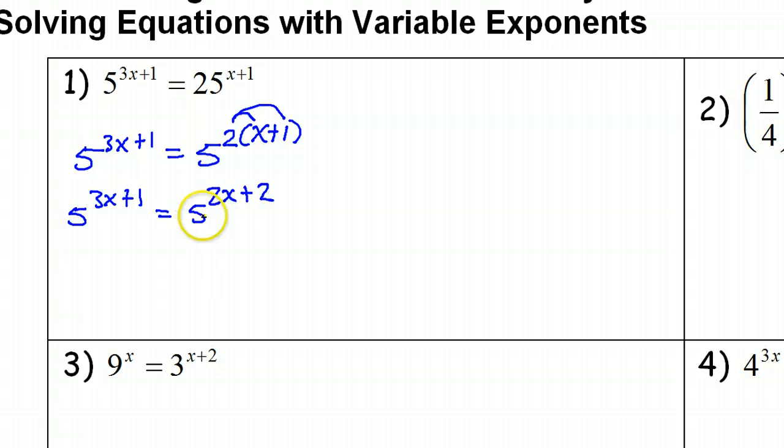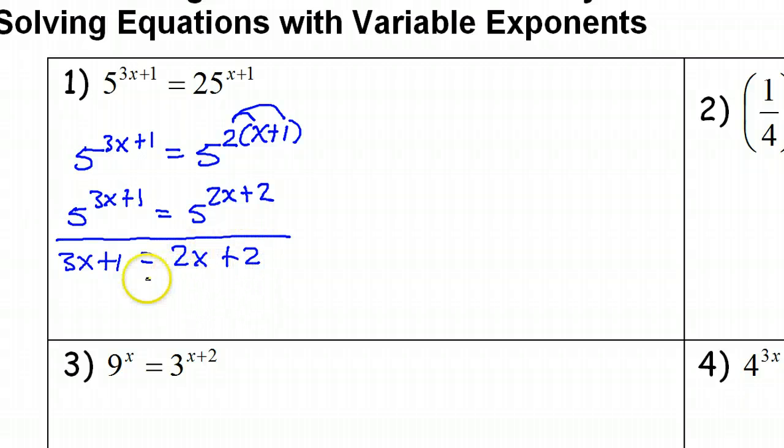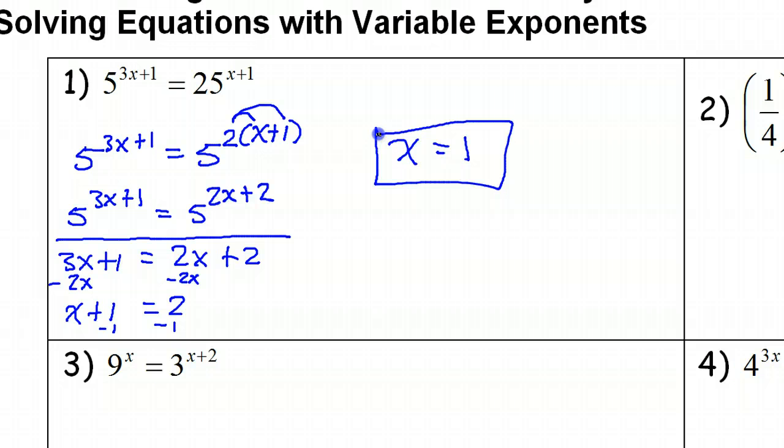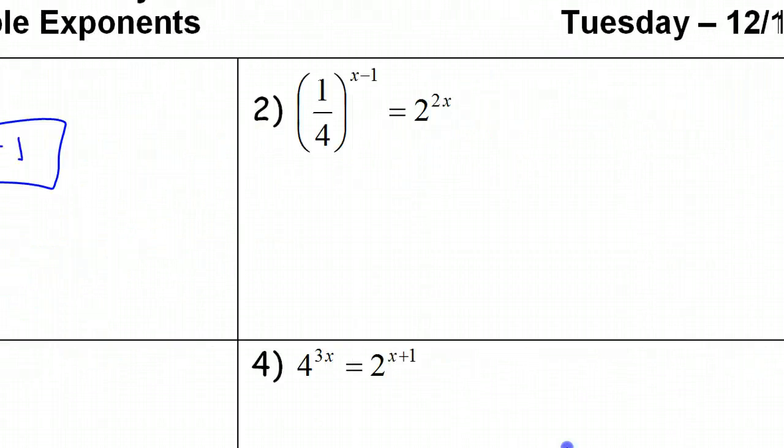Now, since the bases are the same, logic dictates that the exponents must be the same. So 3x plus 1 must equal 2x plus 2. So to solve this, I need to get the x's together by subtracting 2x from both sides. So that'll give me x plus 1 is equal to 2. If I subtract 1 from both sides now, that's going to give me x equals 1. Alright, and that will be the solution to number 1.